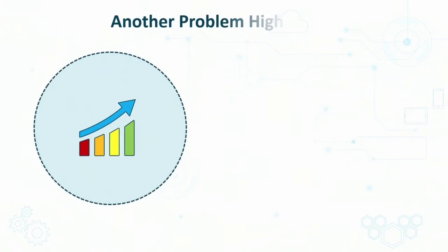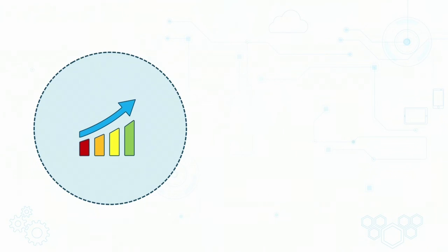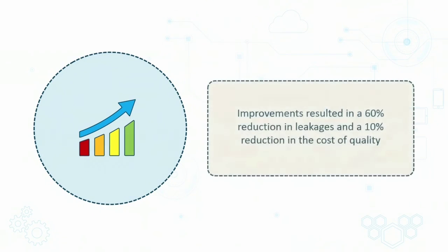As often happens during analysis, the team found another major problem in one of the brazing steps. Although unrelated to the leaks, the problem was significant enough that the team was given the authority to fix it. The fix produced a significant increase in throughput. In all, the improvements resulted in a 60% reduction in leakages and a 10% reduction in the cost of quality.